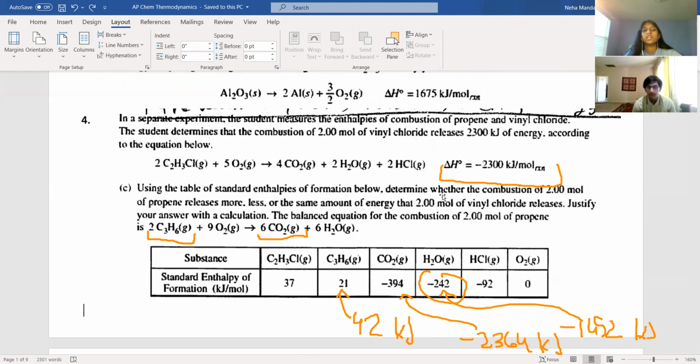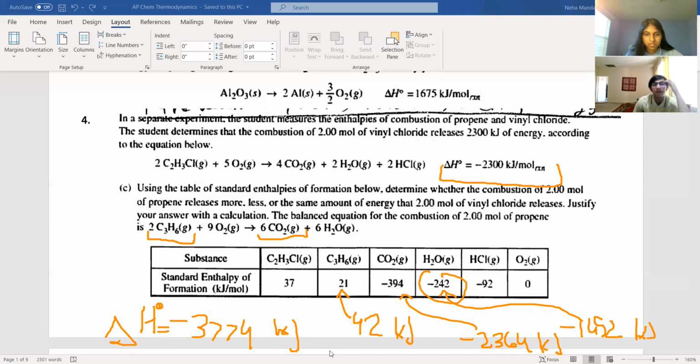I got 3,774. So it should be negative, right? Negative, yeah. Negative 3,374. No, 774. Wait, sorry, I see what I did. Negative 3,774. Yeah. Okay. So that's for the entire. So it releases more energy then, right? That's delta H.